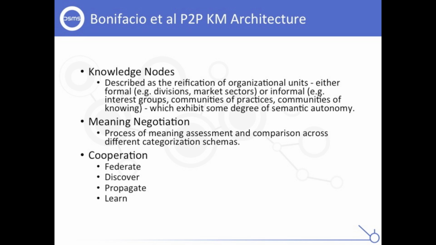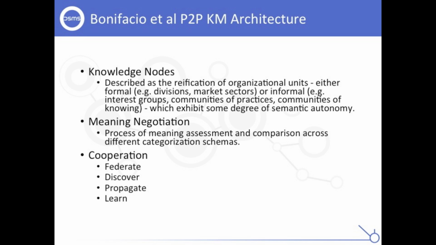Here we have the main characteristics of Bonifacio's architecture. First of all, Bonifacio uses something called knowledge nodes, which are described as the ratification of organizational units, either formal or informal, which exhibit some degree of semantic autonomy. Then there is the concept of meaning negotiation, which is the process of meaning assessment and comparison across different categorization schemas. And later, here is the concept of cooperation.